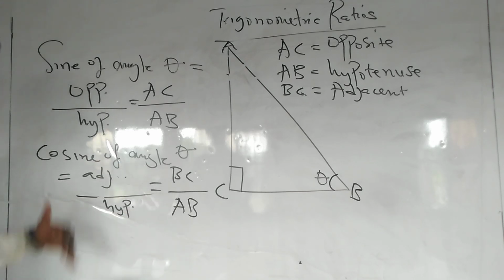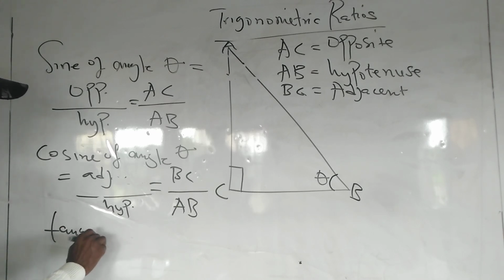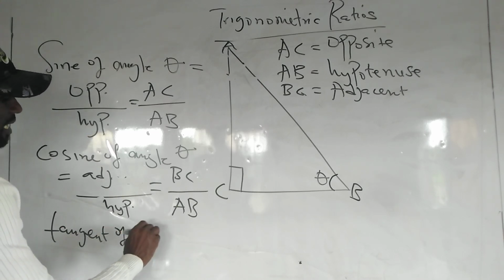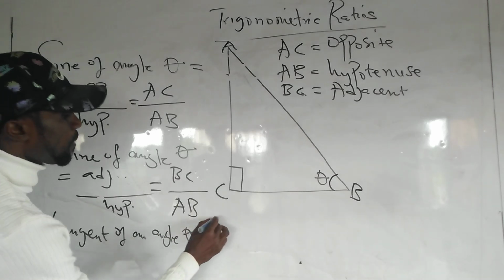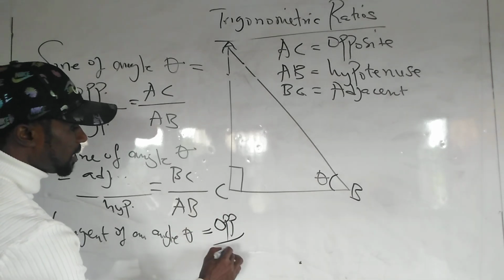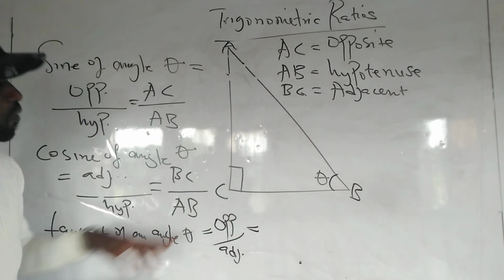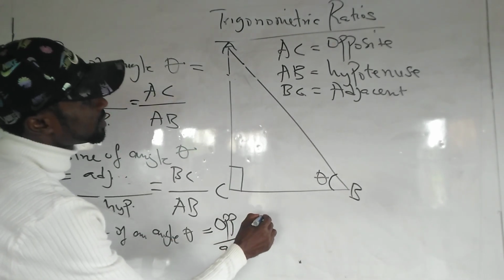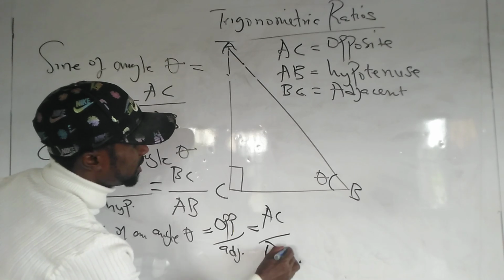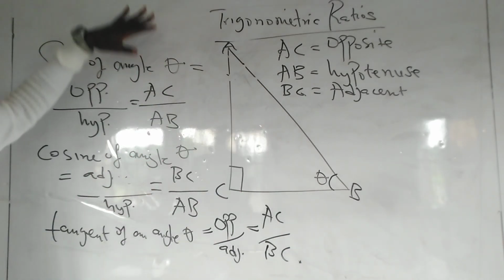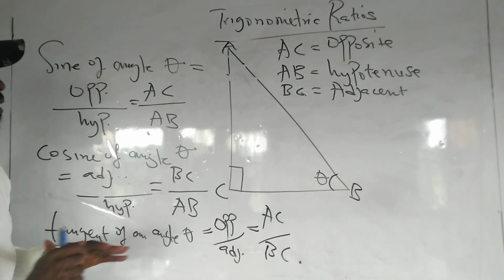Okay, so we can as well define the trigonometric ratio of tangent of an angle theta. What is the tangent? That is opposite all over adjacent. Good. Now, what is opposite? From what we have here, opposite is AC, all over adjacent. What is adjacent? Adjacent is BC. So all these expressions define trigonometric ratios of an angle.